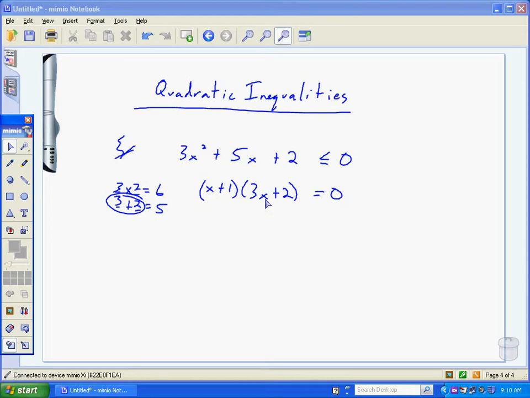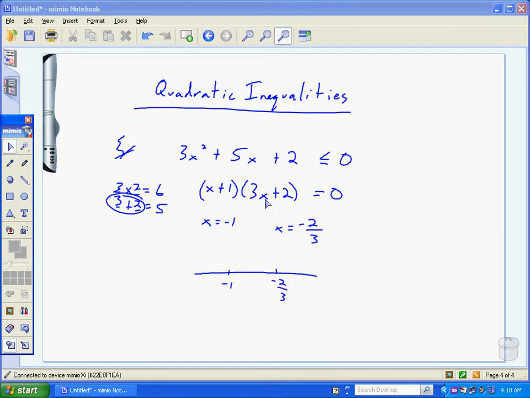So we do that. I get x equals negative 1 and x equals negative 2/3 when I subtract the 2 and divide by 3, right? Okay, so that's the first step: factor and solve for x. What was our next step? Put those numbers on a number line. So let's draw that. Let's plot them. We got negative 1 here and negative 2/3 here.